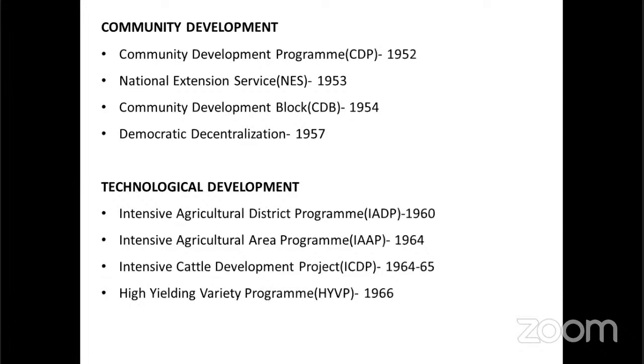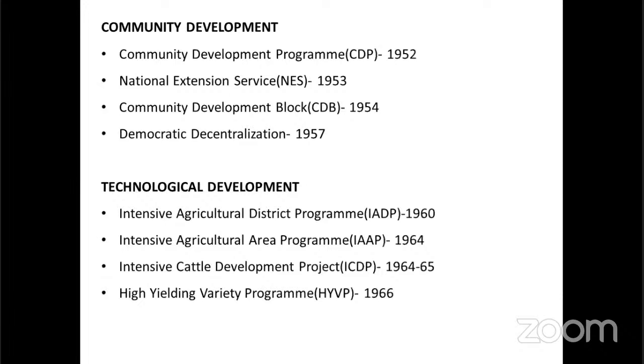Next we see the Intensive Agriculture District Program, IADP, which was launched in 1960 Kharif. The main slogan of this IADP is betting on the strong horse. Please remember this. IADP is a package program concerned with technologies. The package of technologies is given in the Intensive Agriculture District Programs.